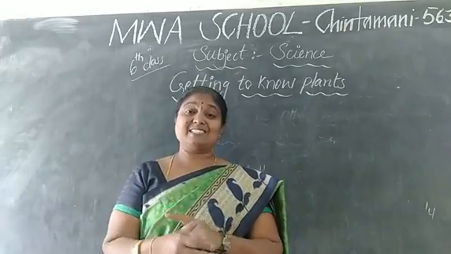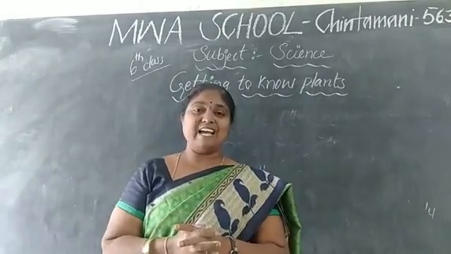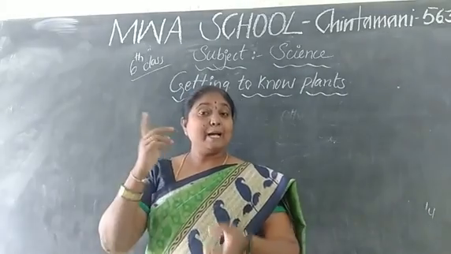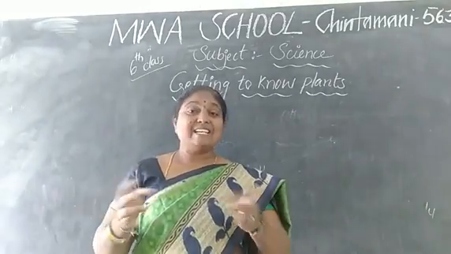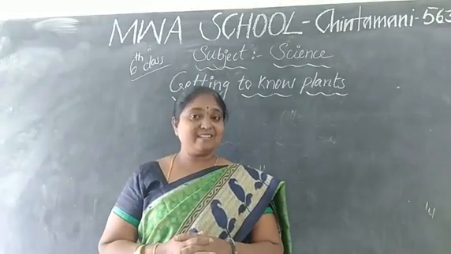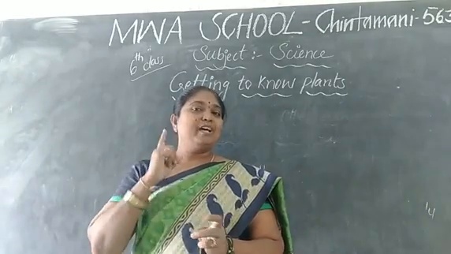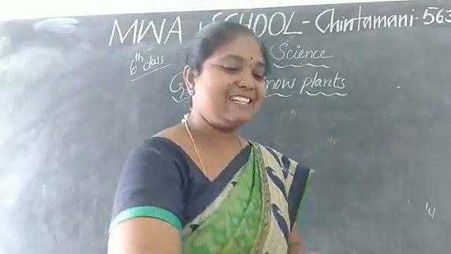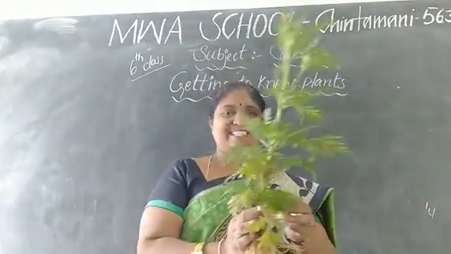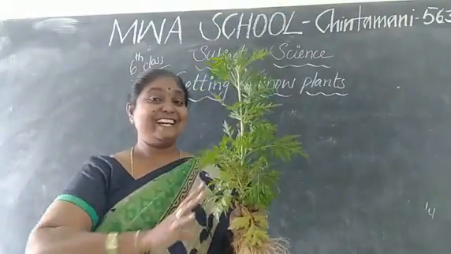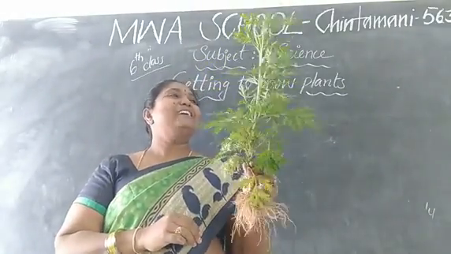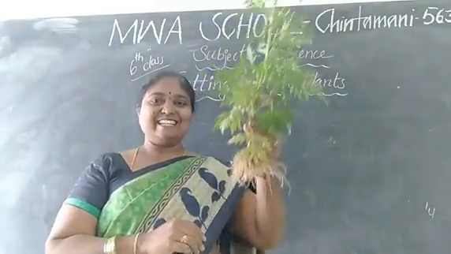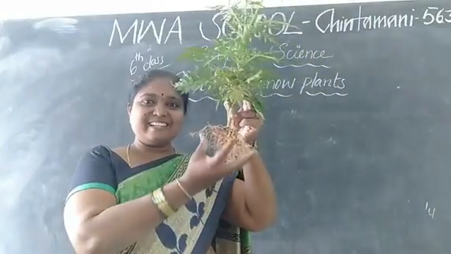In your previous classes, that is 3rd, 4th and 5th standard, you have learnt about the plants as well as the types of those plants. Now, let me show a plant and its parts. What is this? It's a plant. Wow. Nice greenery. What are these, children?